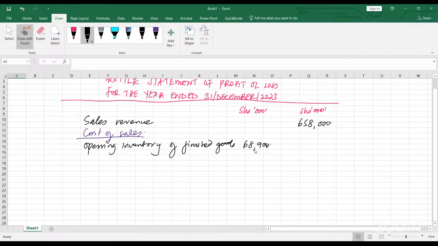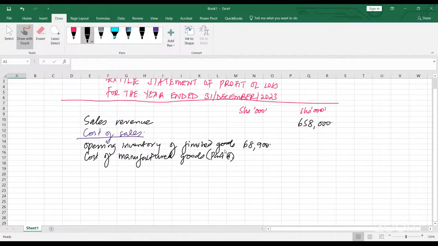Now we normally add the purchases, but as you know, this is a manufacturing firm. It produces the goods it is selling. So we have to find out the cost of the manufactured goods. Instead of adding the purchases, we add the cost of manufactured goods from part A of the question.